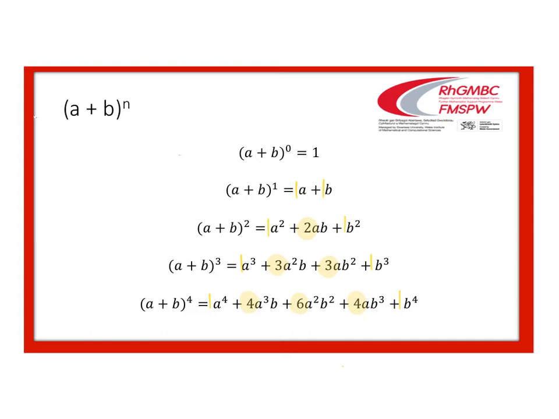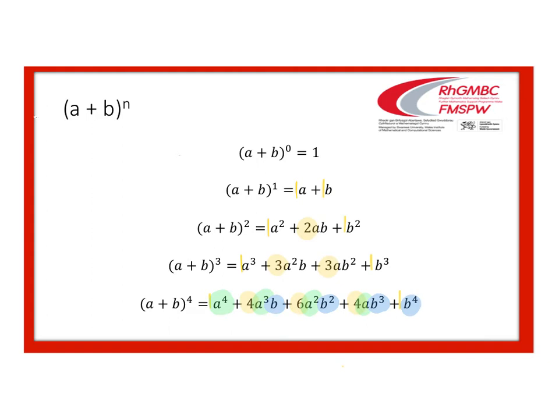Well, if we were to look at (a plus b) to the power of 4, there are some simple patterns in this expansion. A to the power of 4 then decreases to a to the power of 3, decreases to a to the power of 2, decreases to a to the power of 1, and then finally decreases to a to the power of 0, which is 1, and so disappears. If we look at powers of b, initially we have b to the power of 0 as that first term on the left, which is 1, so it's not there. We then have b to the power of 1, b squared, b cubed, and b to the power of 4.